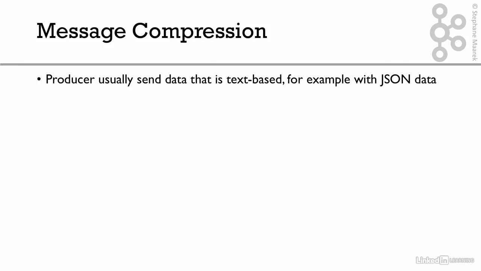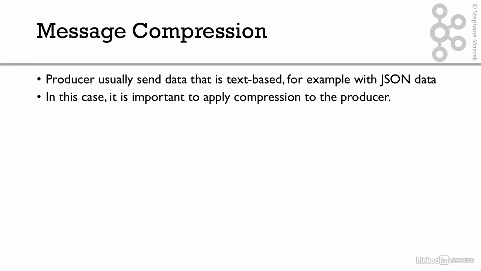Okay, so here is another setting that's so important and everyone misses, which is message compression. Basically, our producer usually sends data that is text-based. For example, with this Twitter producer, we are sending some JSON data, and JSON is text. In this case, it's super important to apply compression to the producer, because JSON is very text-heavy, very big in size, and we can actually compress it.